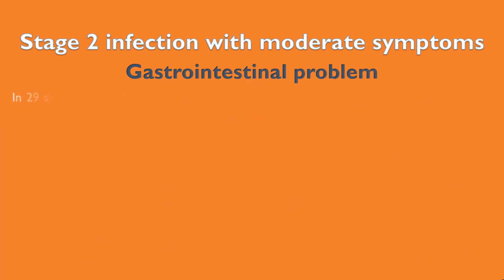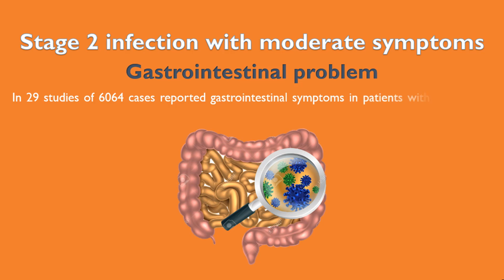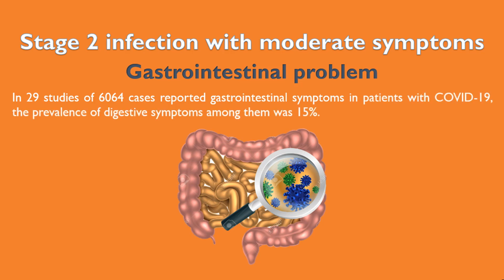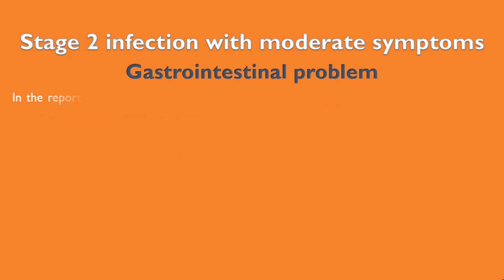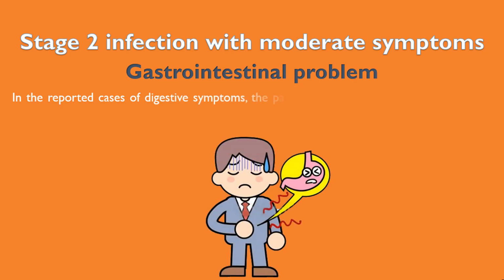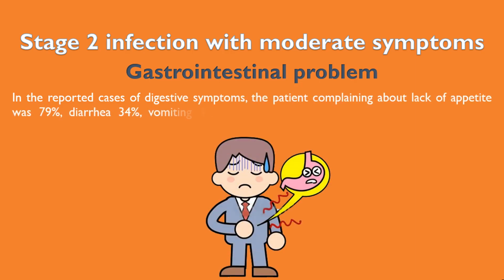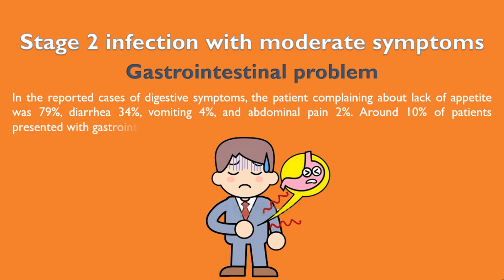Gastrointestinal problem. In 29 studies of 6,064 cases reported gastrointestinal symptoms in patients with COVID-19. The prevalence of digestive system symptoms among them was 15%. In the reported cases of digestive symptoms, the patients complaining about lack of appetite were 79%, diarrhea 34%, vomiting 4%, and abdominal pain 2%. Around 10% of the patients presented with gastrointestinal symptoms did not have respiratory symptoms.